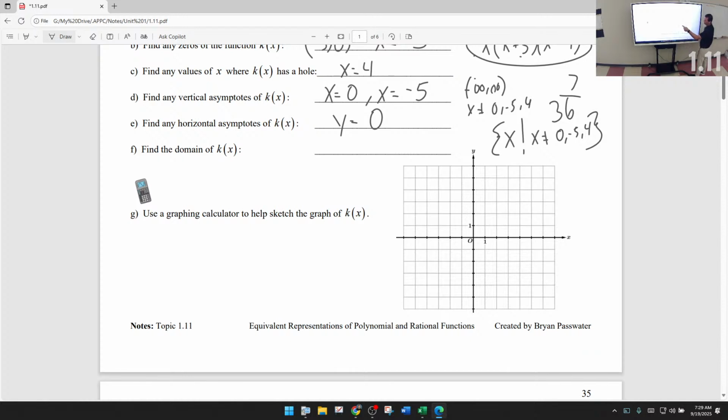Y-intercepts are pretty easy to spot. And then the hole, where the hole is, and then basically where the other stuff is. But you're doing this, or you're doing this, or you're doing it. Your calculator will show you all that stuff. But it's just sketches. You don't have to be perfect.